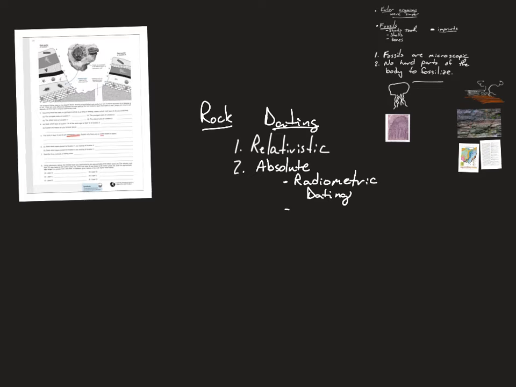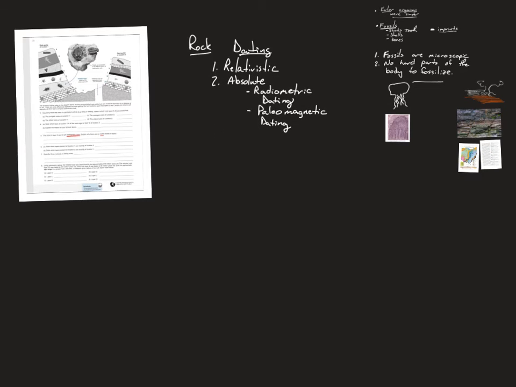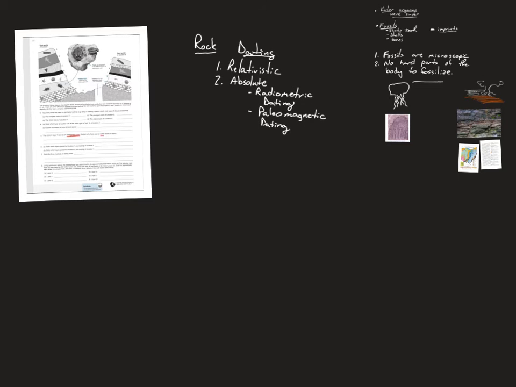And then you have paleomagnetic dating. So those are the three general ways rocks can be given dates.